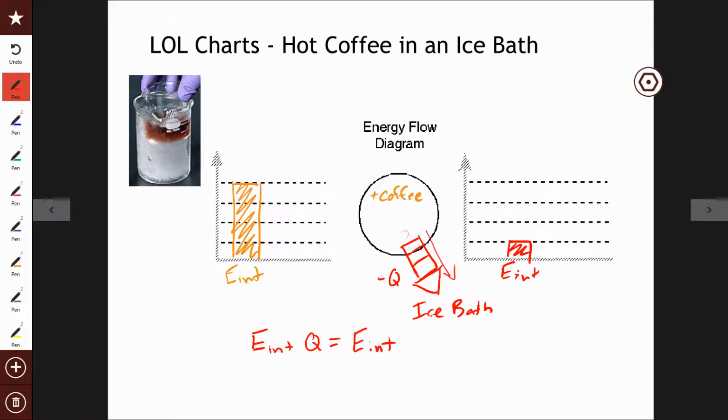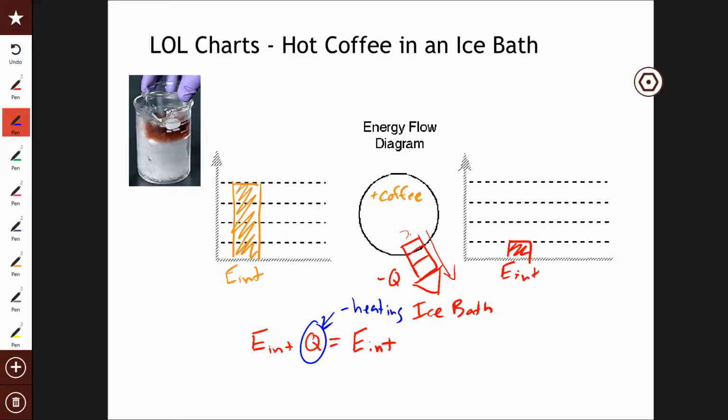Now, this equation looks like we're adding energy to our system, right? But what do we have to remember? This is negative heating. I would rather you not write minus, but recognize that heating is going to be negative. So I would circle it and say it's going to be negative. Right, because we're transferring energy out of our system. And if we're transferring energy out of our system, that means that the final energy must be less than the initial energy.